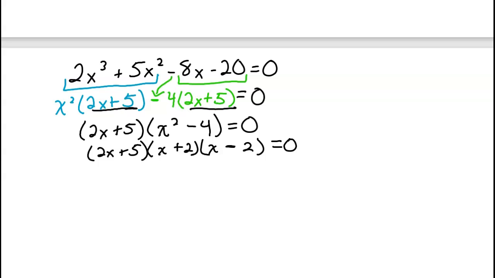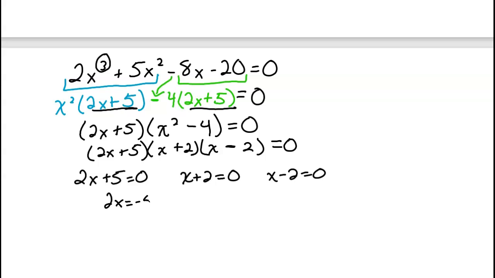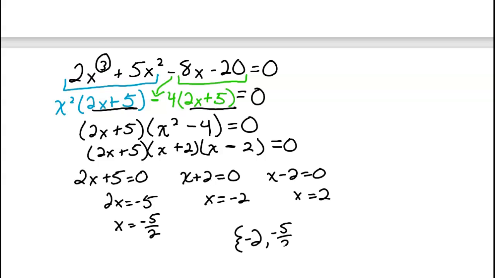So I have my 3 factors, and notice my degree is 3. So I set 2x plus 5 equal to 0, x plus 2 equals 0, and x minus 2 equal to 0. So I get 2x is equal to a negative 5, x is equal to negative 5 halves, x is equal to negative 2, and x is equal to positive 2. So my solution set is negative 2, negative 5 halves, and positive 2.